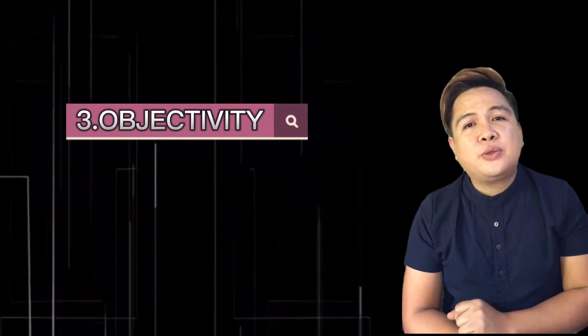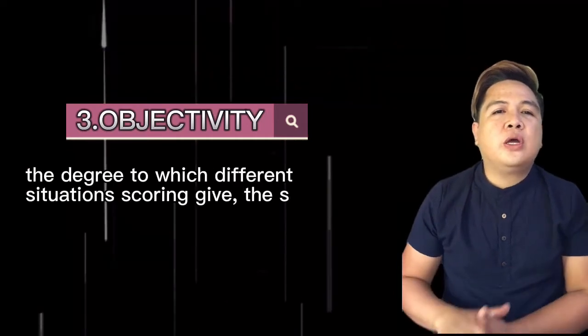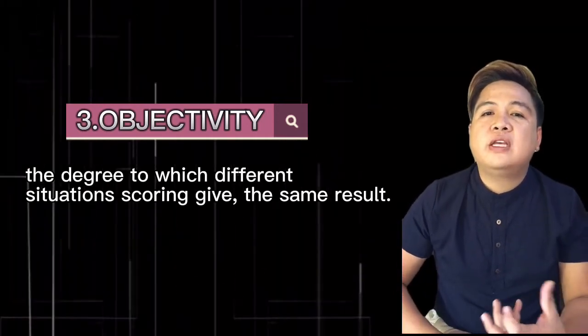Okay, let's proceed to our number 3 criteria of a good test. It is objectivity. Objectivity is the most important characteristic of a good test. It is a prerequisite for both validity and reliability. Objectivity of a test means the degree to which different scorers in different situations give the same result.